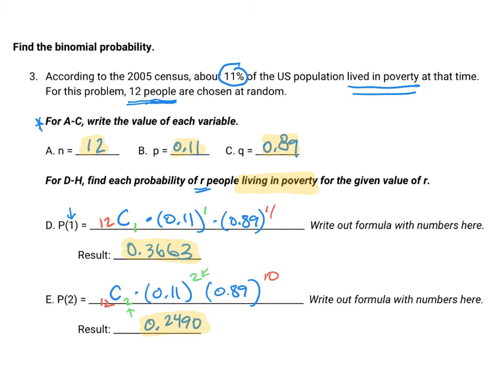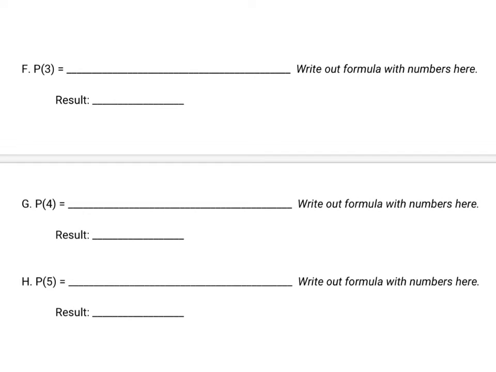So we've done E and we've done D. We have to do F, G, and H. Let's do those on the next slide. So for letter F, we want to find the probability that 3 people are living in poverty out of the 12 that we've chosen. So we're going to do 12C3. And for our 11% probability, our P, we're going to raise that to the third power. And for our 89%, we're going to raise that to the 12 minus 3 power, which is 9.